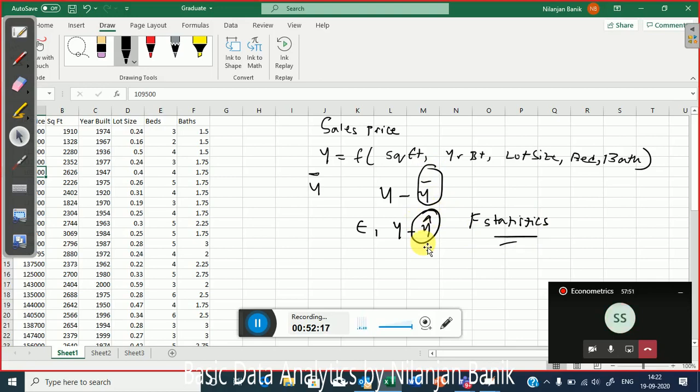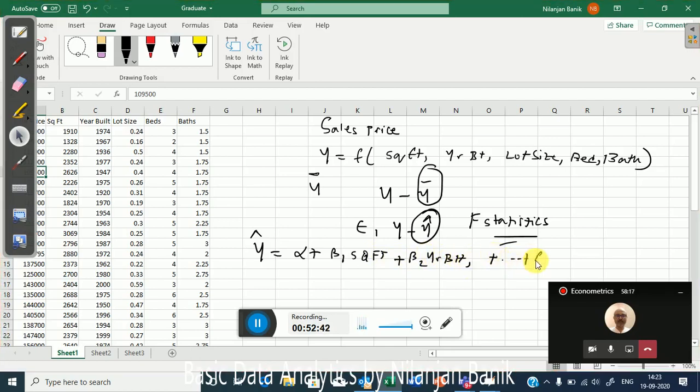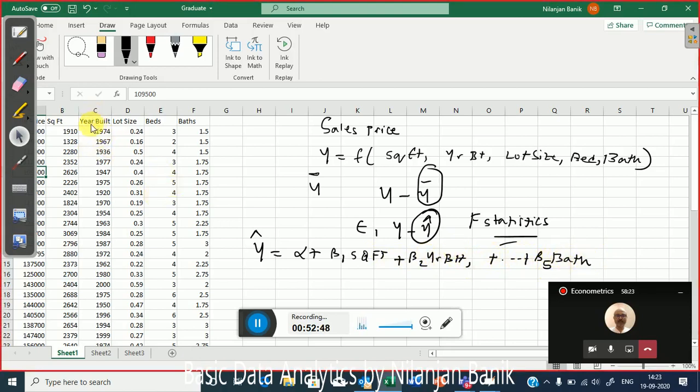Any question? Sir, what will be the error of the variable square feet, year built, lot size, and the other one, right? So y hat is nothing but alpha plus beta 1 square feet, beta 2 year built, plus dot dot dot plus beta 5 bathroom. Okay. Beta 3 year built, lot size, bedroom, bathroom, square feet. And alpha is the error, right?